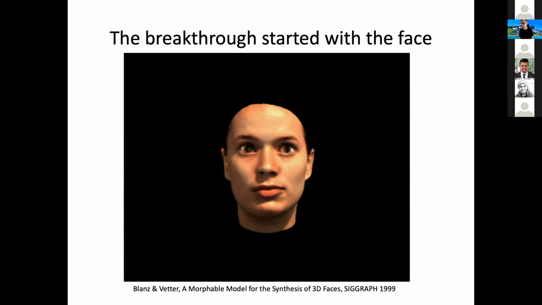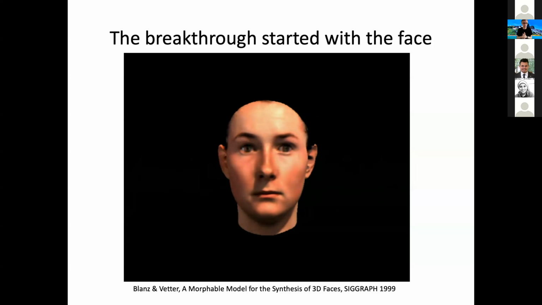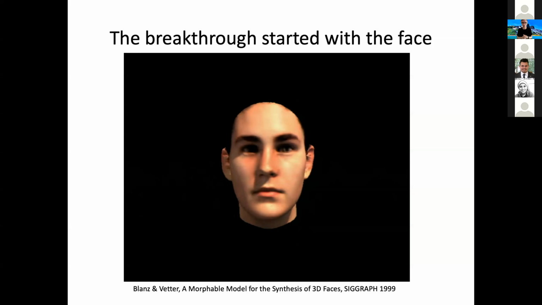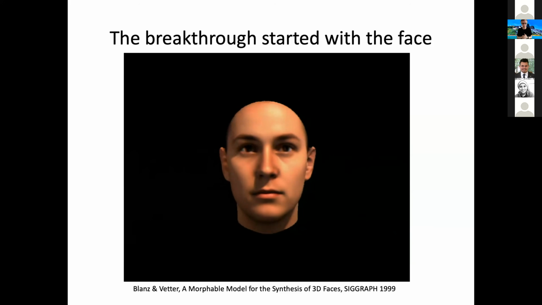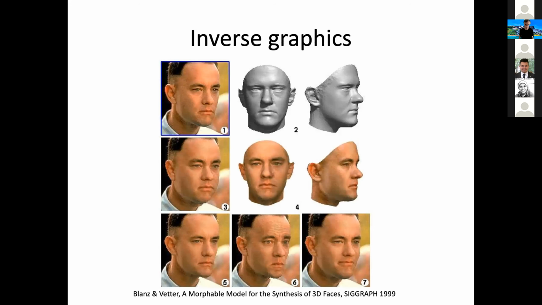And then a miracle occurred. The big breakthrough came not with human bodies, but with faces. It came about through this work by Blanz and Vetter, the famous work on modeling face shape. They were actually here in Tübingen, where we are, and captured 3D face shape with a scanner. And then they learned a statistical model of the shape and the appearance. As far as I could tell, 1989 was the first time a 3D body scan of a person was made. So that wasn't all that long ago, quite honestly.